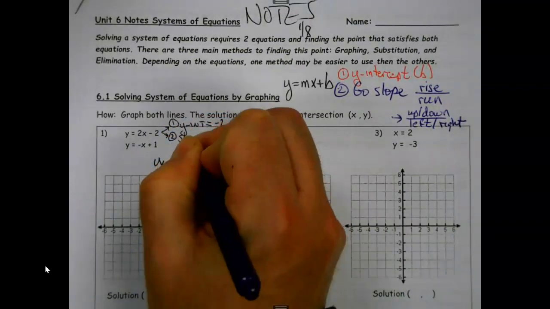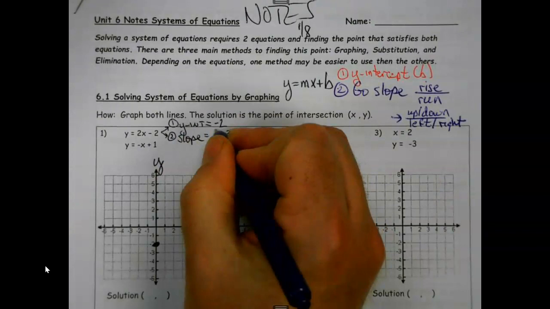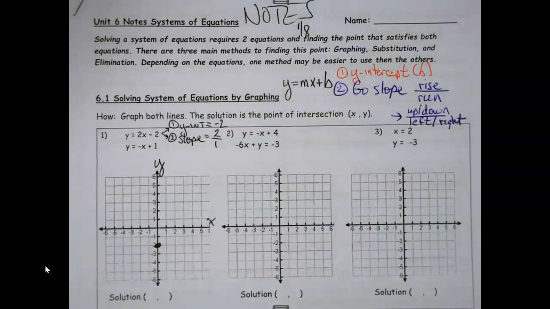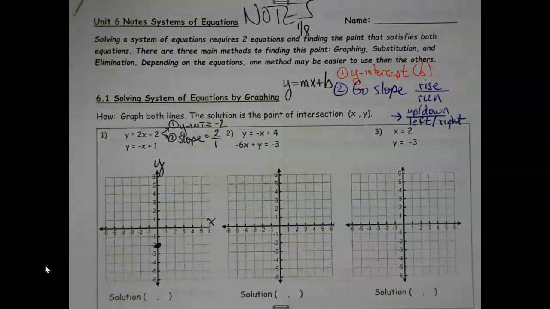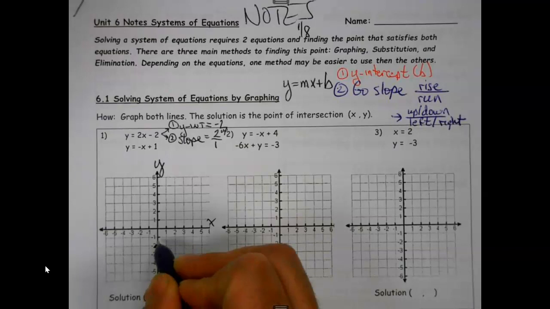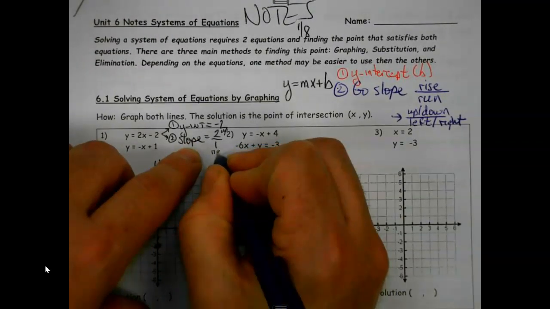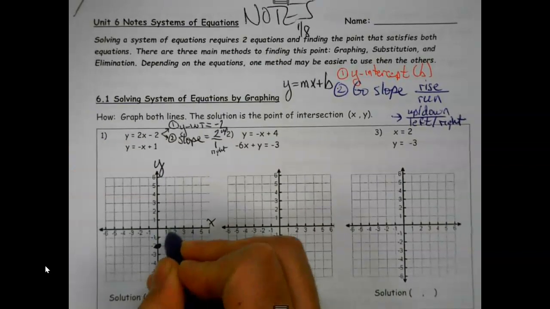Then, my slope is the number in front of x. But if it's not a fraction, 2 is not a fraction naturally, I'm going to make it a fraction by putting it over 1. So, since the 2 is positive, I'm going to go up 2 from this point, and I'm going to go up 2 and right 1.